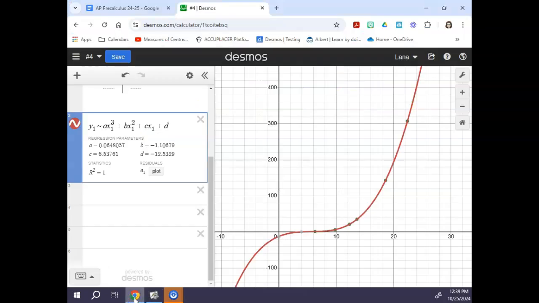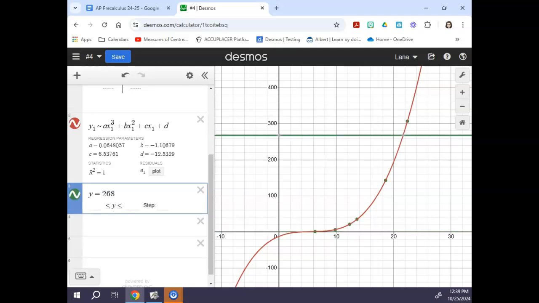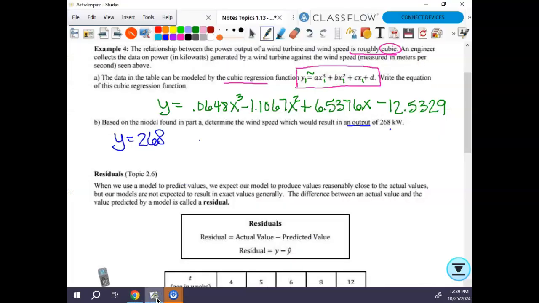So I come back over here, and in the next blank here, I'm going to just type in what we just wrote down. Y equals 268. Bam. And then where they intersect, that's your answer. When y is 268, this is your x value. So we can come over here and say that x equals 21.6526. And what would the units be?